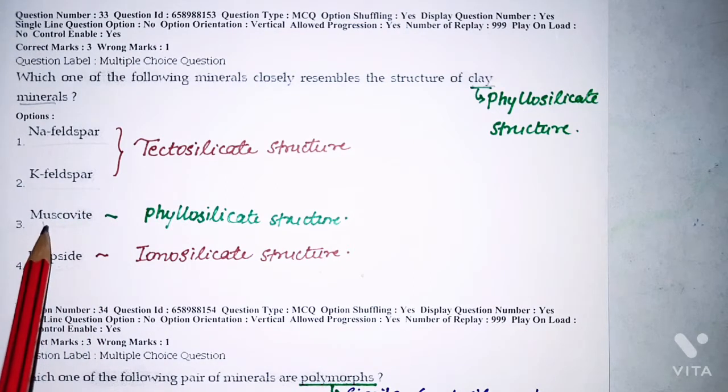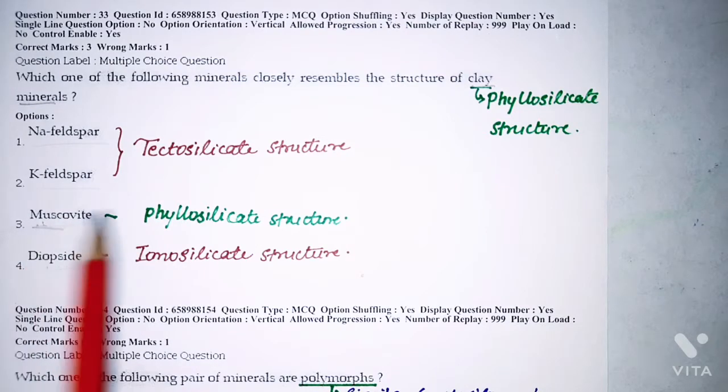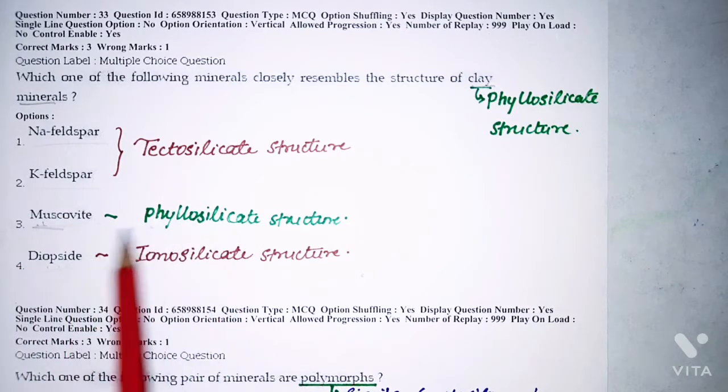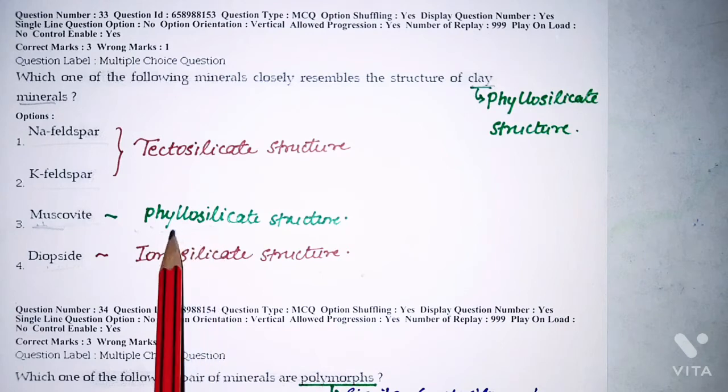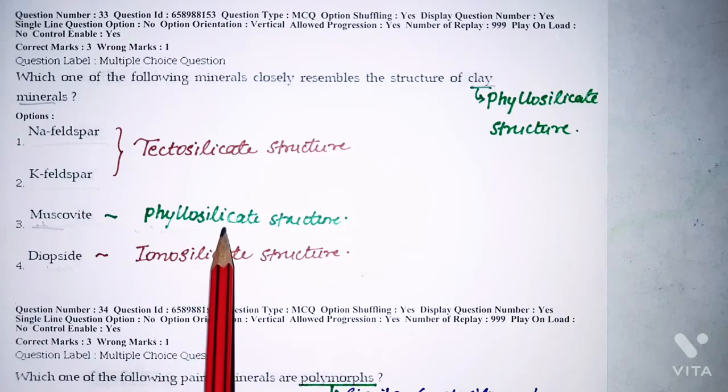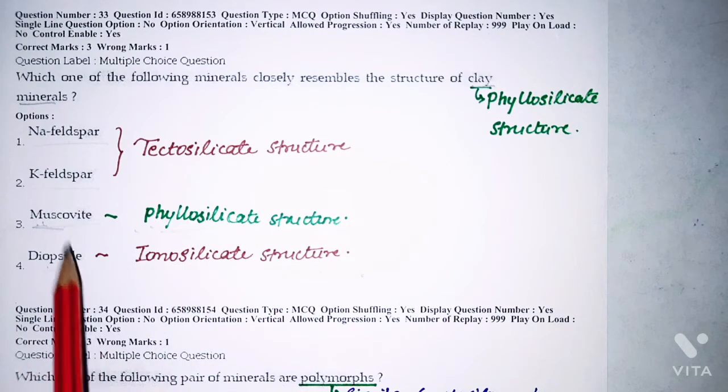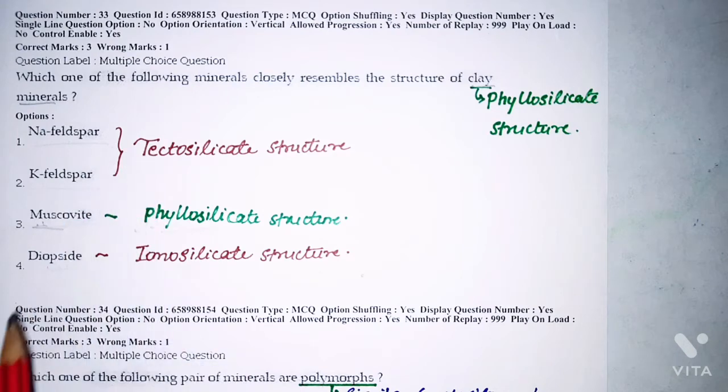So the correct answer is muscovite, as muscovite shows a phyllosilicate structure. You can say muscovite has a phyllosilicate structure with a silicon to oxygen ratio of 2:5. While all these three other options have different silicate structures. So the correct answer to this question will be muscovite because it closely resembles the structure of clay minerals.